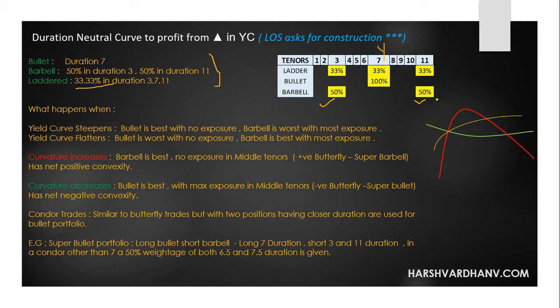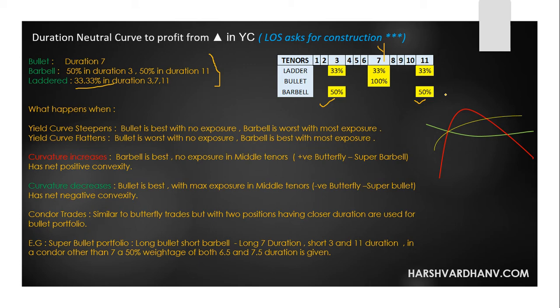For this it will be again 7 because this is 50% of 3 plus 50% of 11, that is 50% of 14, which is 7. And the ladder will be again 33% of 3 plus 33% of 7 plus 33% of 11, which will again come to 7. So for the three types of bonds, if you want to target a duration of 7 for your bond portfolio, you can have a ladder portfolio, a bullet portfolio, or a barbell portfolio.